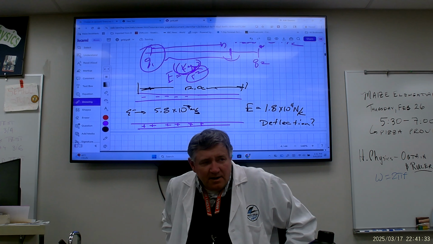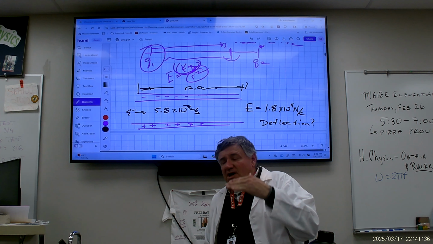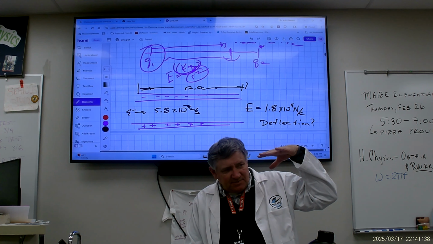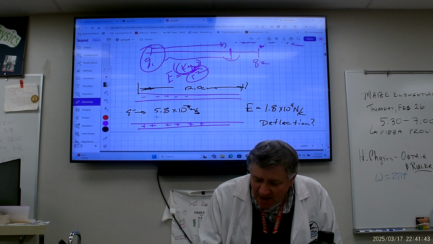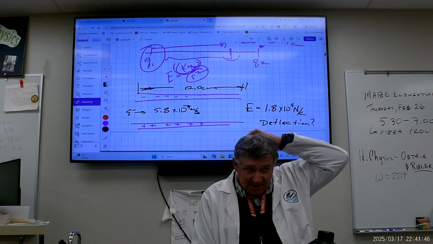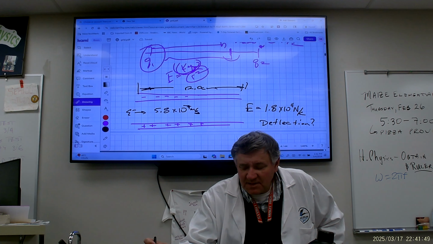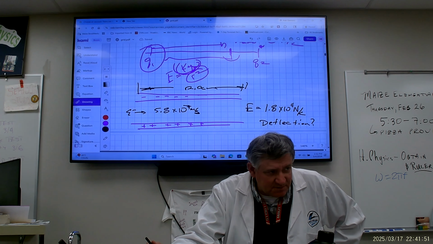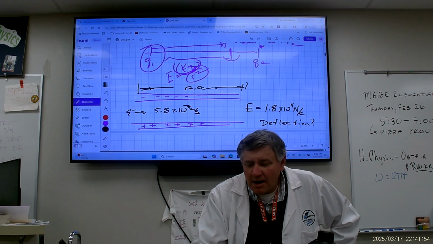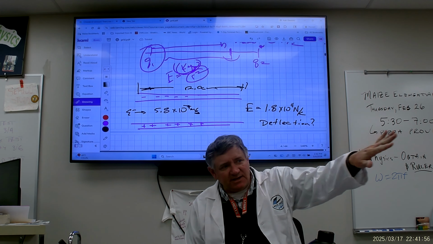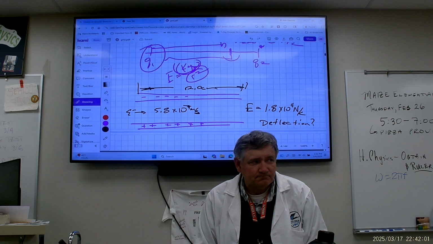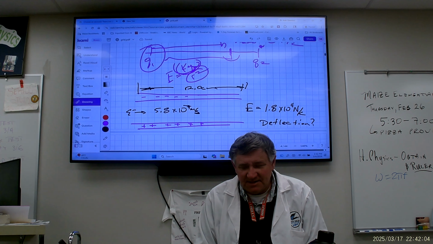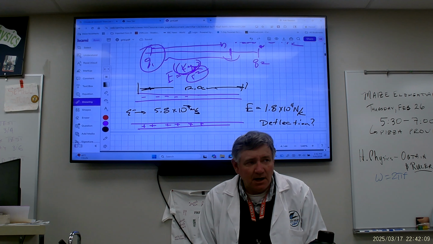Okay. So imagine this. You shoot an electron in between a positively and negatively charged plate. The electron is moving at 5.8 times 10 to the 7th meters per second. The electric field is 1.8 times 10 to the 4th newtons per coulomb. I want to know how far this thing is going to get deflected and in which direction. Start with this idea. What's the direction of the electric field in between the plates? Up or down?